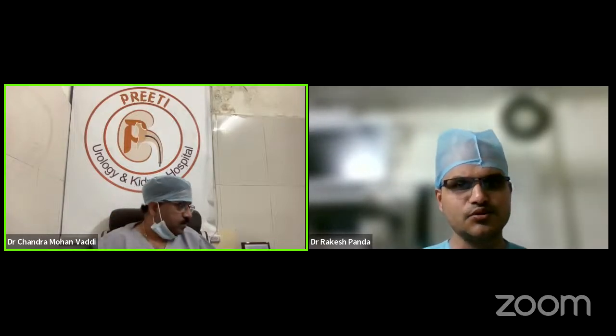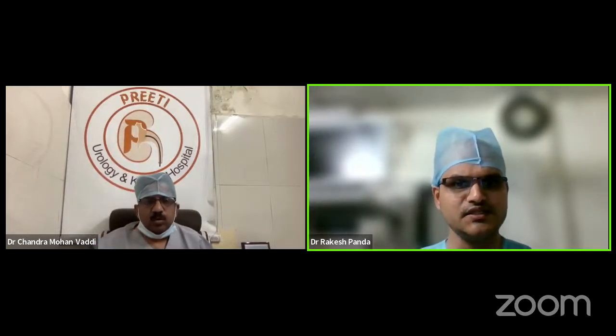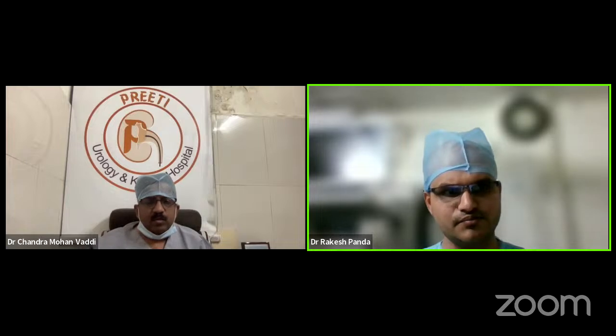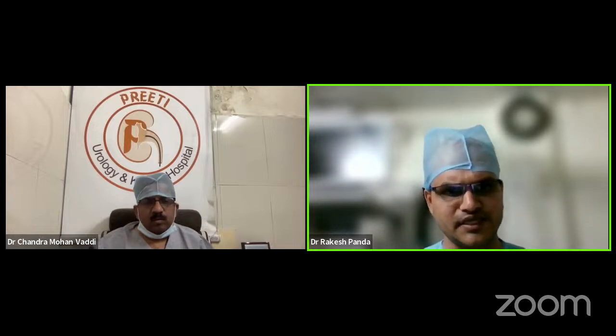If you have a single stone in the middle calyx, what will you do? If you have a pre-op CT, we can look at whether the stone is in the anterior or posterior calyx. If we don't know, then supine PCNL is better, because we can puncture the middle calyx horizontally. Whether it is anterior or posterior doesn't matter much.